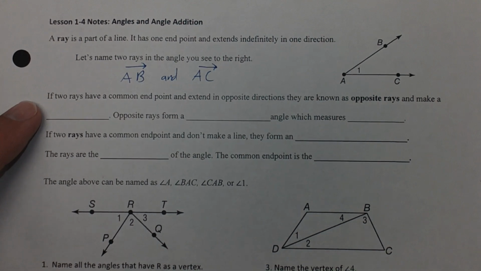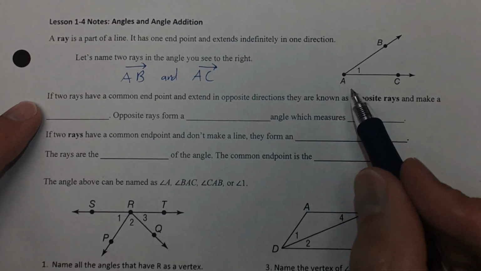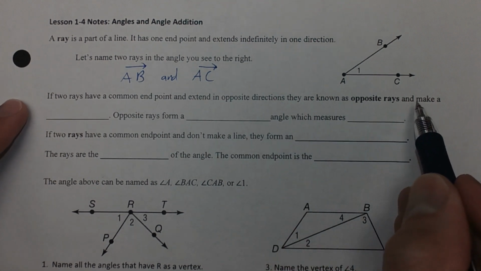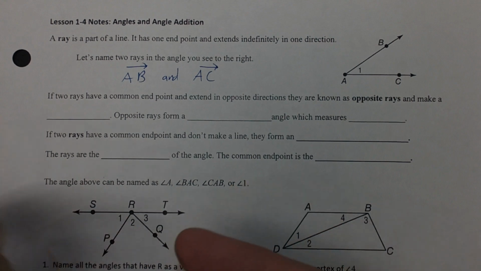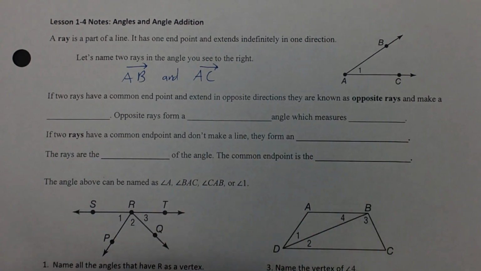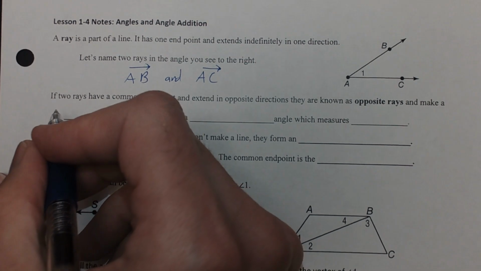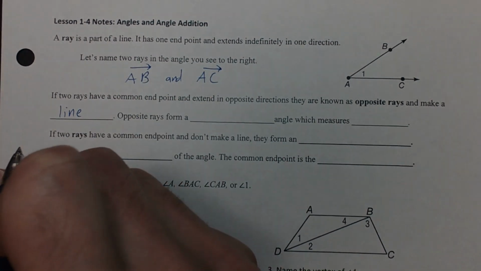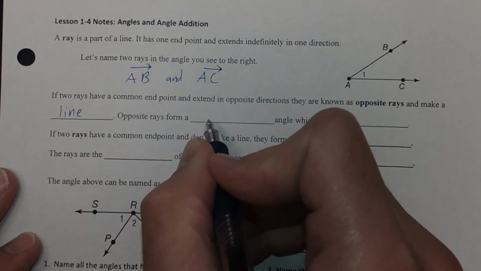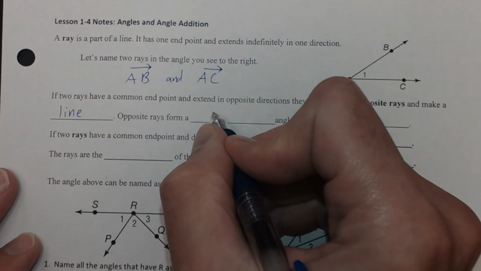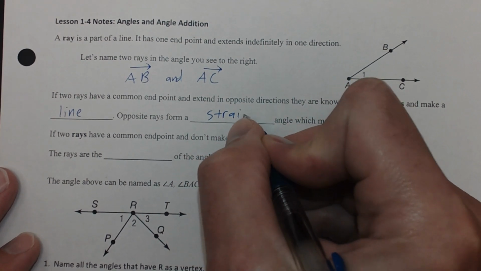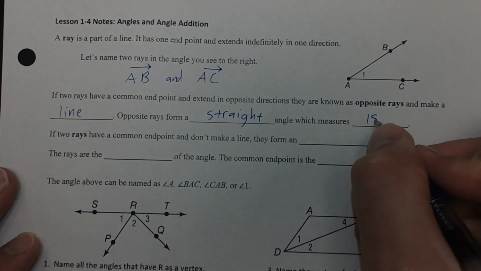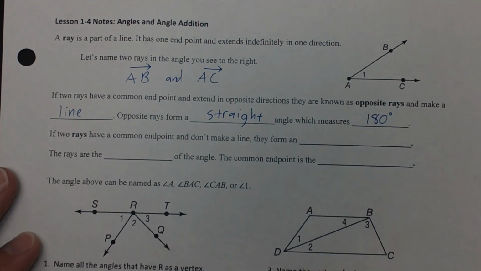If two rays have a common endpoint, as you see here, and extend in opposite directions, they are known as opposite rays. So if one was going to the left and one was going to the right, two different directions, then they would be forming a straight line. So two opposite rays form a line. Opposite rays form a straight angle, and a straight angle is defined as measuring 180 degrees.